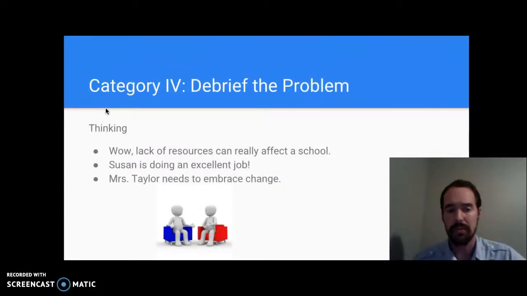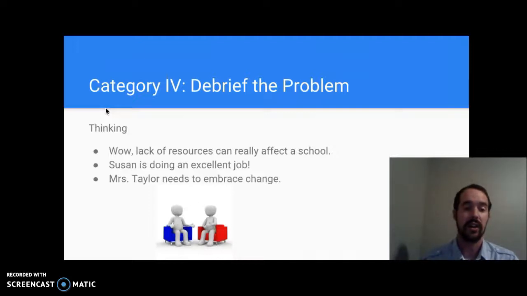Debriefing the problem. As I was looking at this case study, I was thinking, wow, lack of resources can really affect a school. Yes, this is very apparent, but I work at a school where going and getting paras is something that we are continually looking at doing, and so I can't even fathom the idea of not being able to potentially add a para position to get Carl some additional support.